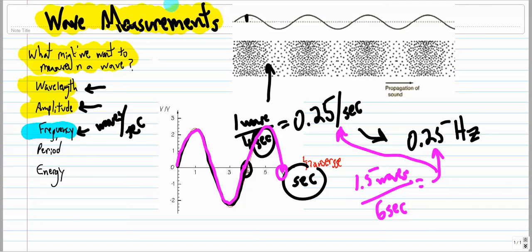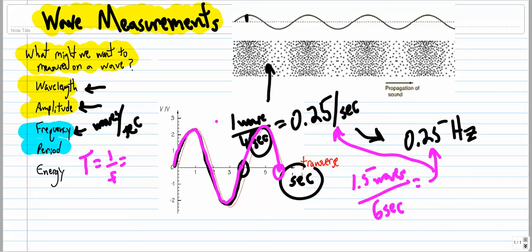Now, period. Once you have frequency, period is a breeze. Period is the time it takes for one wave, and that is 1 divided by the frequency. So we have 1 divided by our frequency, which was 0.25 per second. I'm just going to leave the units off here. 1 divided by 0.25, 1 divided by a quarter, is 4.